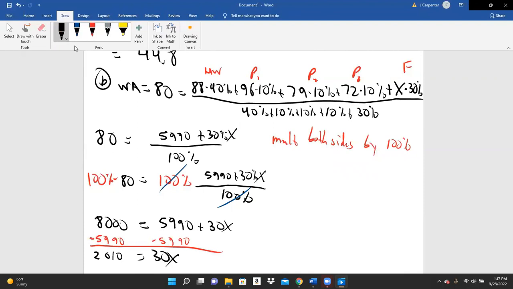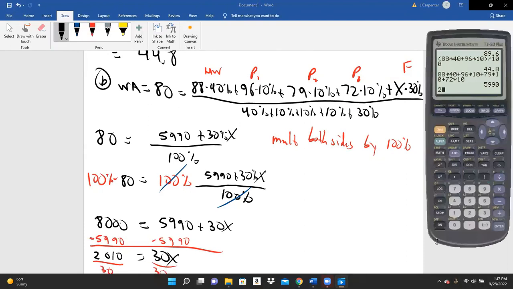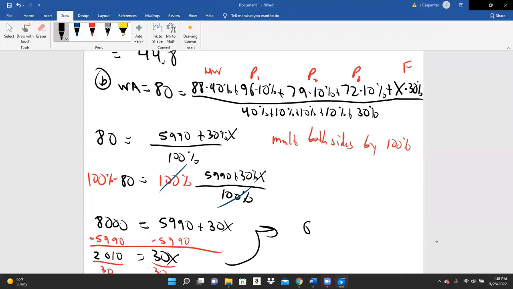Equals, sorry, 30x. Then we divide both sides by 30, and that should divide perfectly. 2010 divided by 30, or just 201 divided by 3, and you get 67. 67 is x, and that's the lowest final exam grade to get a B, because an 80 would make a B.